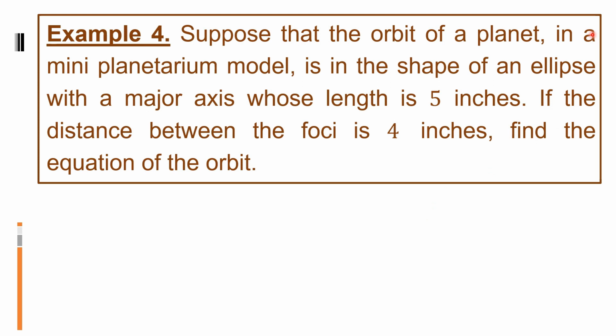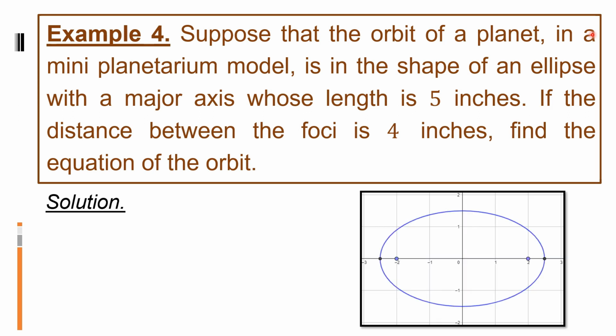Example number 4, suppose that the orbit of a planet in a mini planetarium model is in the shape of an ellipse with a major axis whose length is 5 inches. If the distance between the foci is 4 inches, find the equation of the orbit. So, eto actually yung visualization ng ating problem. Sabi niya dyan, yung distance between the foci is 4 inches. Kaya, from the center to the foci is negative 2, tapos 2 dun sa kabila. Kasi yung center natin is at 0, 0.